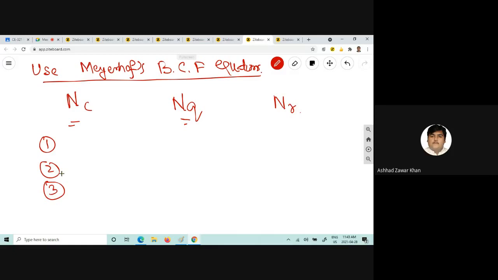NQ 33.29. Okay, please, Ashad, repeat again. NQ is equal to 33.29. Okay.